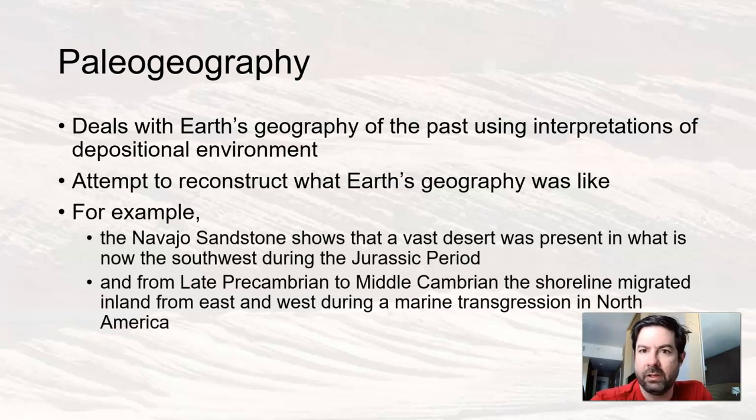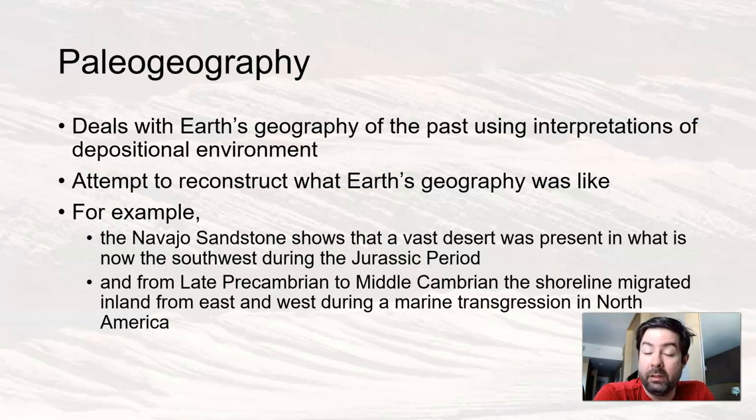For example, we just saw the Navajo sandstone. It shows that a vast desert was present in what is now the Southwest during the Jurassic period. So the vast sand dune desert, which we don't have now. So that's different. That helps us to recreate what the area looked like.